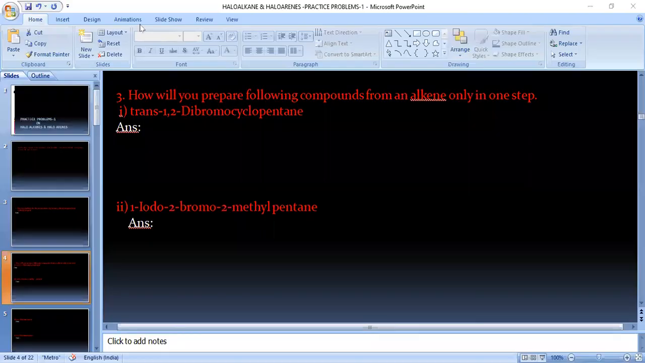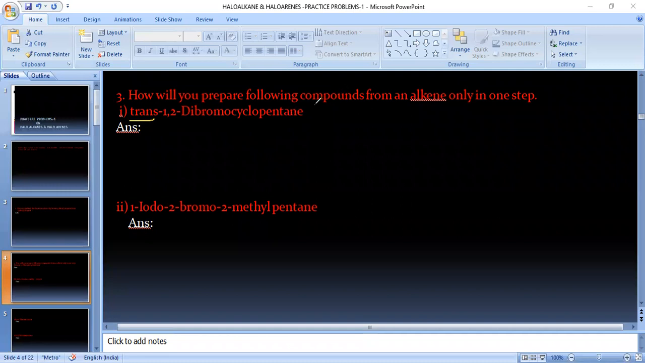Okay, guys, let us go to the next question, number 3. How will you prepare the following compounds? So these compounds we need to prepare: trans-1,2-dibromocyclopentane. What is that? It should be trans, first carbon, second carbon, two bromines should be attached on that cyclopentane.